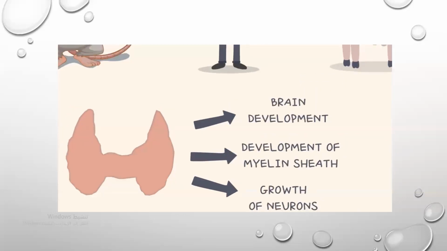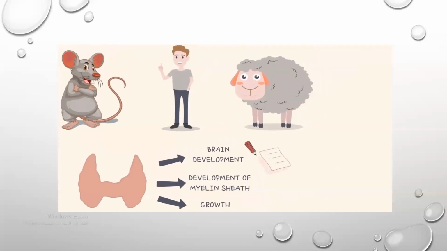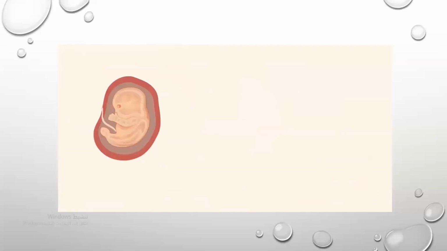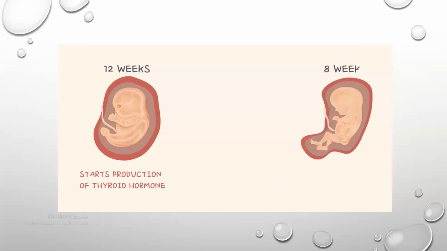function. Studies have also demonstrated 60% risk of fetal loss if the hypothyroidism in the mother is not controlled. The fetus usually starts producing thyroid hormones when it is about 12 weeks old, but it still needs thyroid hormones before 8 weeks, as most of the early brain development occurs before 12th week.